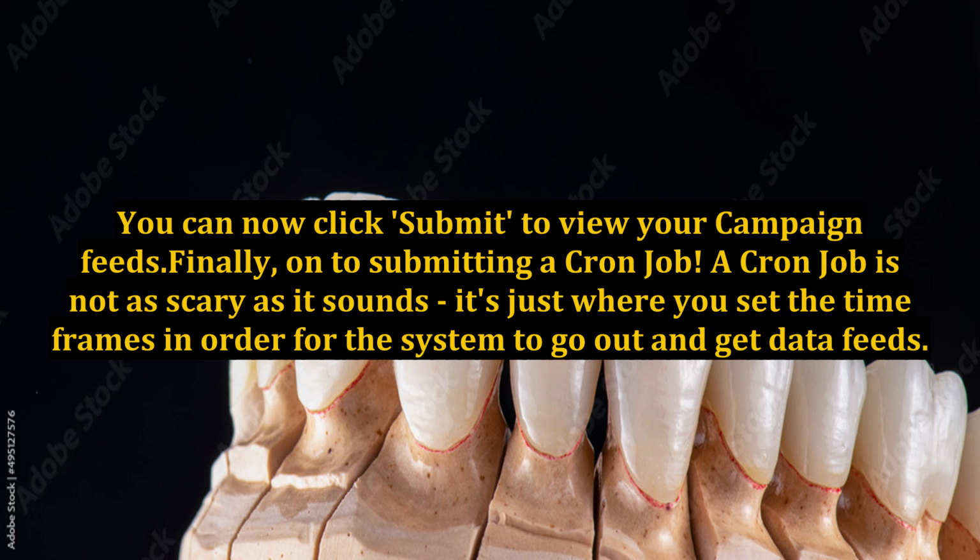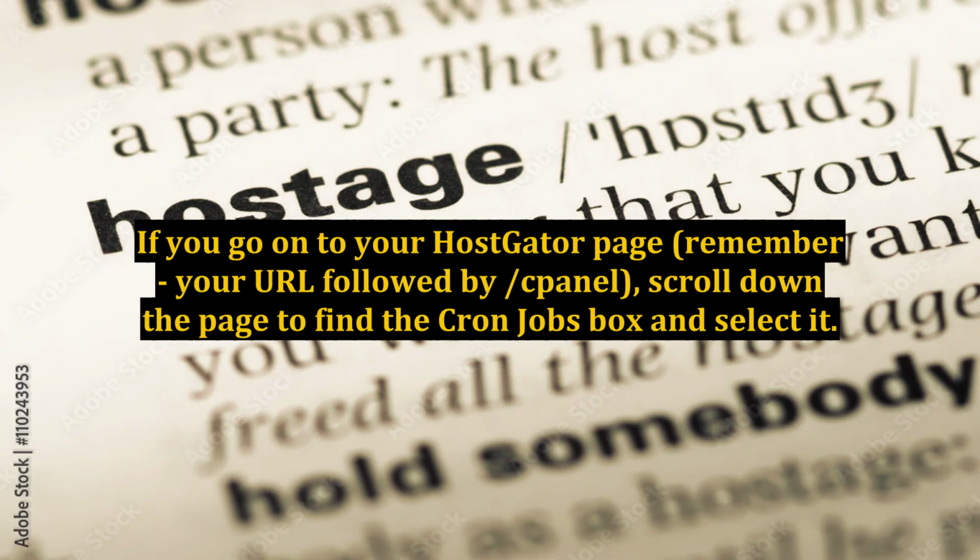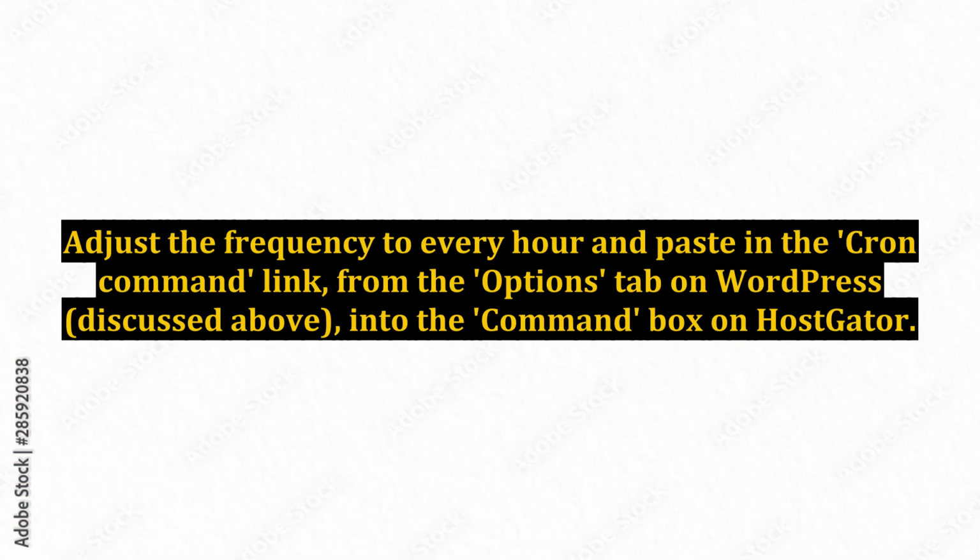Finally, on to submitting a cron job. A cron job is not as scary as it sounds, it's just where you set the timeframes in order for the system to go out and get data feeds. If you go onto your HostGator page, remember your URL followed by /panel. Scroll down the page to find the cron jobs box and select it. Adjust the frequency to every hour and paste in the cron command link from the Options tab on WordPress, discussed above, into the command box on HostGator.